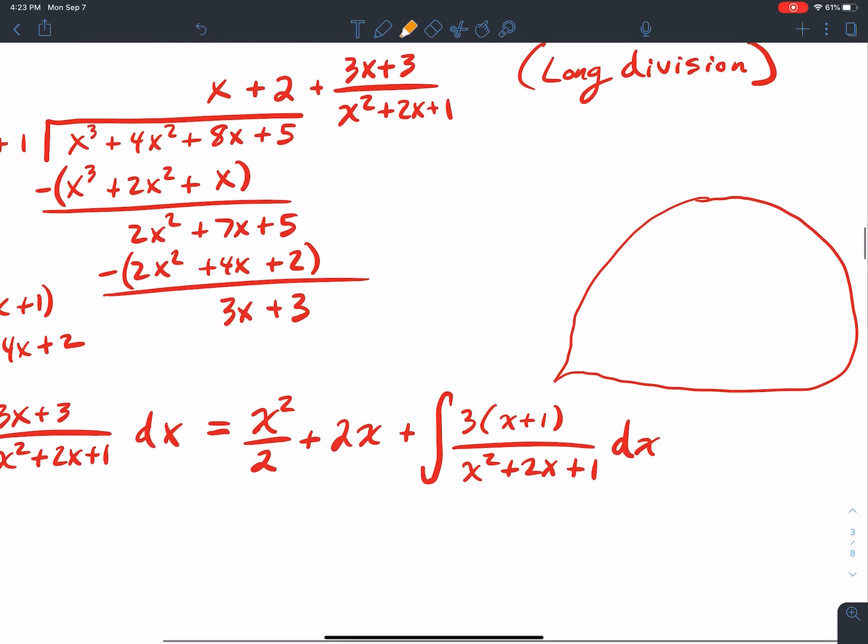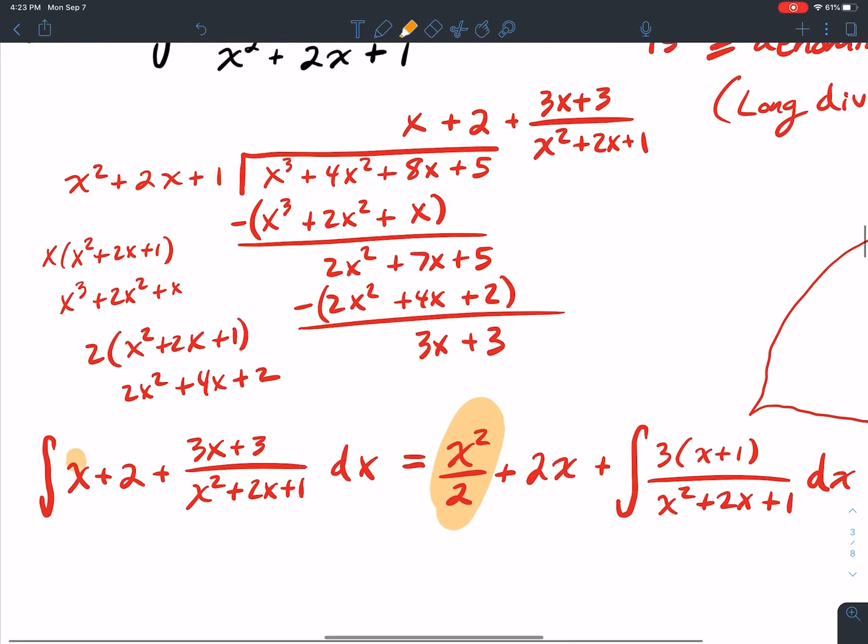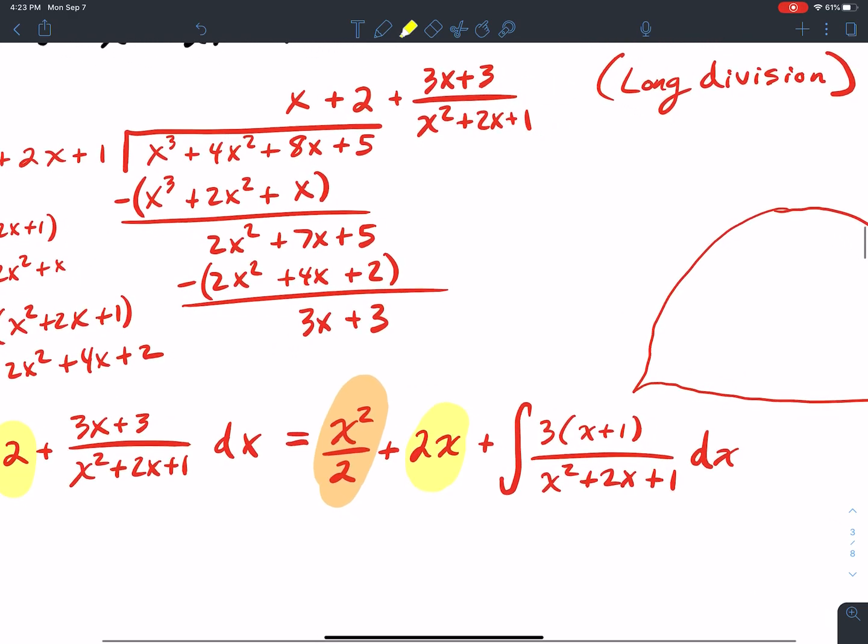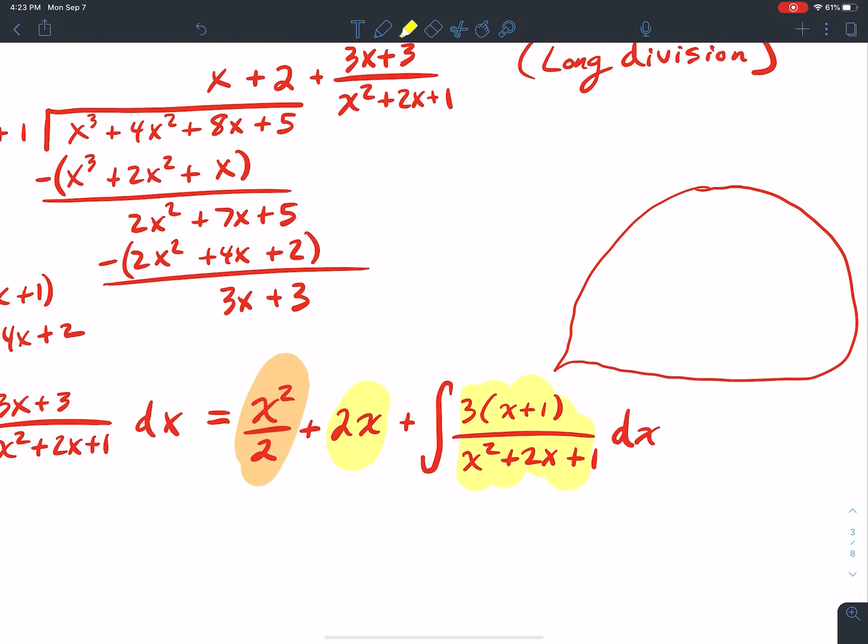Okay, so now I've got the answer here. That was the integral of x. I've got the answer here. This is the integral of 2. And so I just need to integrate this thing right here. To do that, I'm going to do a U-substitution.